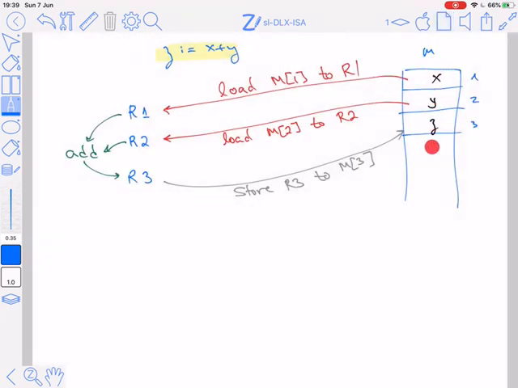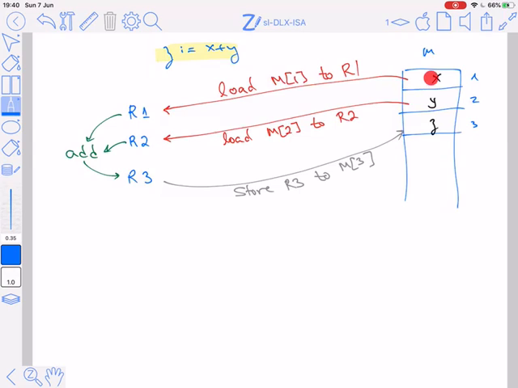This is my memory. In M1 I store X, in M2 I store Y, in M3 I store Z. This is of course completely arbitrary. The entity which makes this decision, what is the address in which variables are stored, is the compiler, but we won't get into that at this moment. So let's assume that X is stored in M1, Y is stored in M2, Z is stored in M3. And we want to compute Z gets the value of X plus Y.